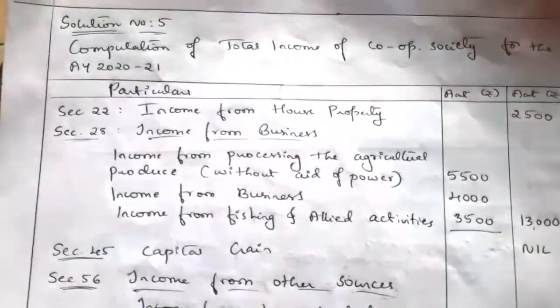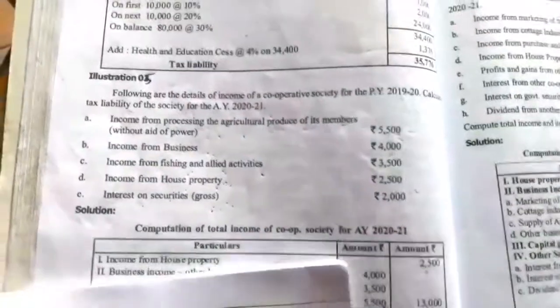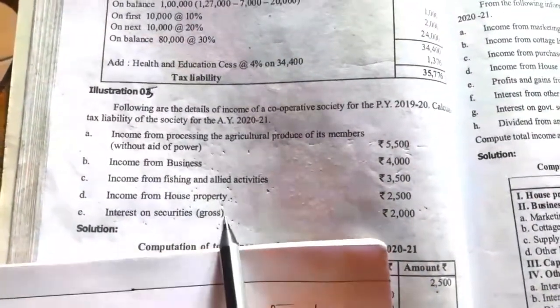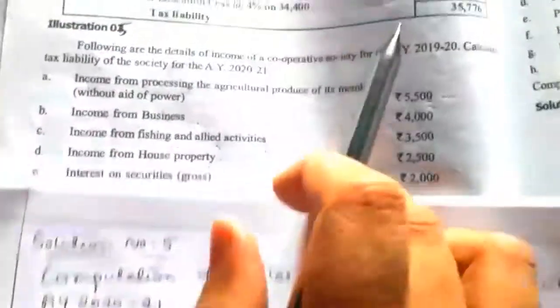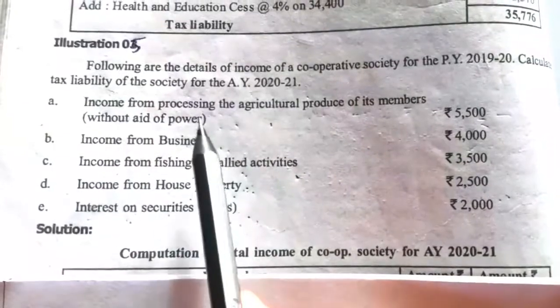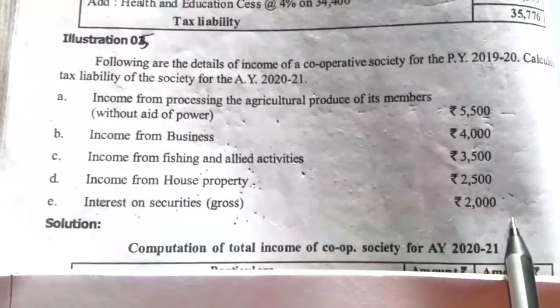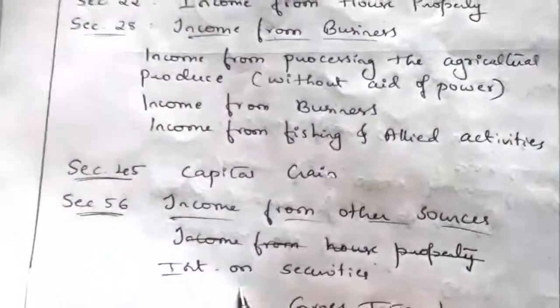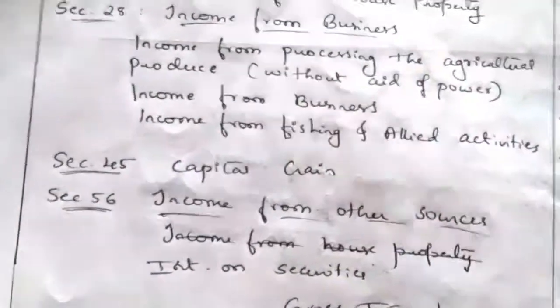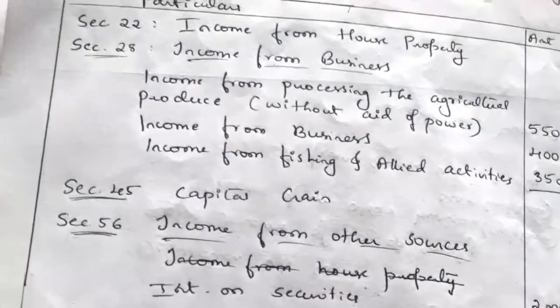Next section is section 45, capital gain. Here in this question no capital gain is given, so capital gain will be nil. Next, section 56, that is income from other sources. Under income from other sources we have interest on securities, rupees 2,000. Interest on securities we have to take under the head income from other sources. There is no other income.